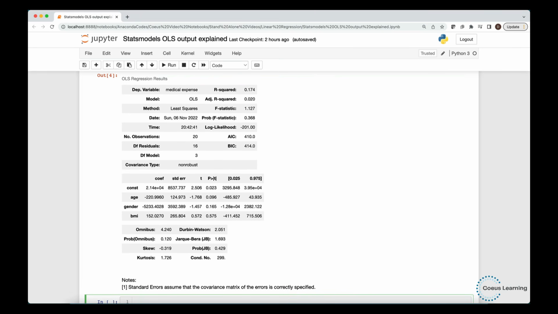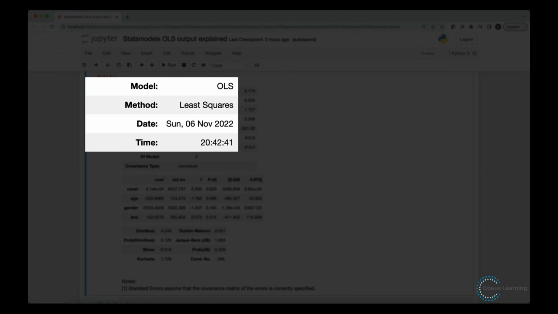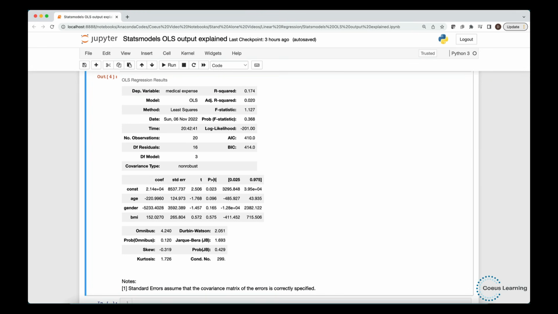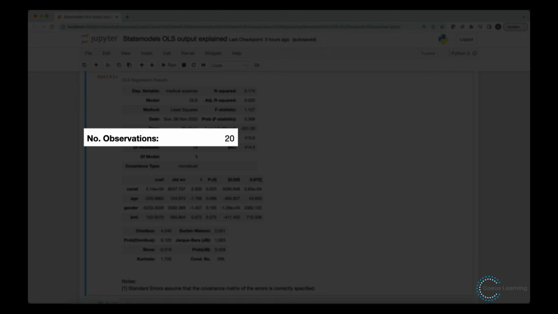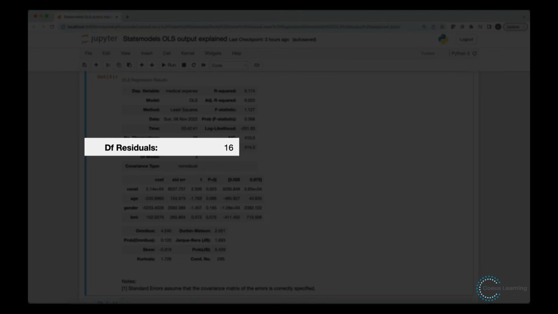Let us now see each of the parameters in the output from the beginning. We see the dependent variable is medical expense. Below that, we see the method used to build the model, and the date and time the model is built. This is a very simple information, and is not of much importance to us. Next, we get to see the number of observations our dataset has. We also see the degrees of freedom of the residuals.